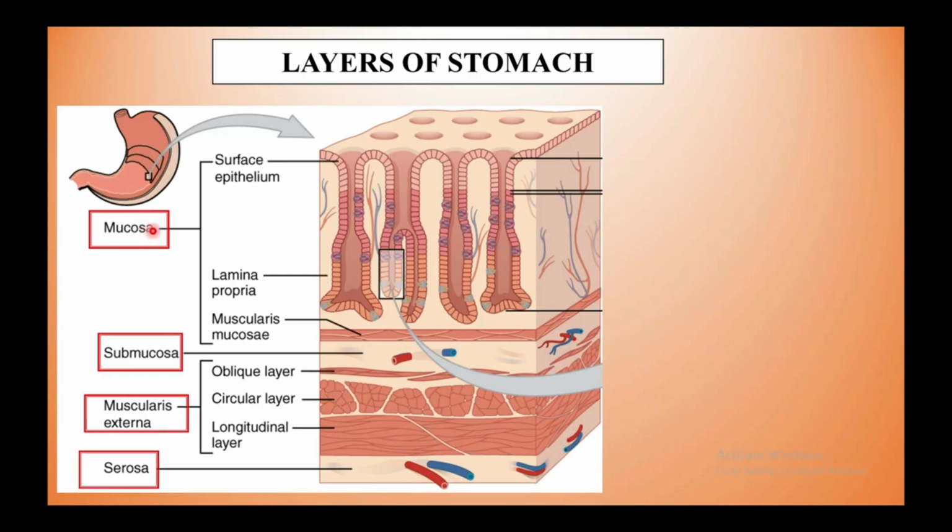Again, this mucosa we can differentiate into three layers. The first lining under the mucosa is the surface epithelium, and after that there are the lamina propria and muscularis mucosae. So totally we can say there are seven layers of the stomach: mucosa, submucosa, muscularis externa, serosa, and surface epithelium, lamina propria, and muscularis mucosae. These are the important layers of the stomach.